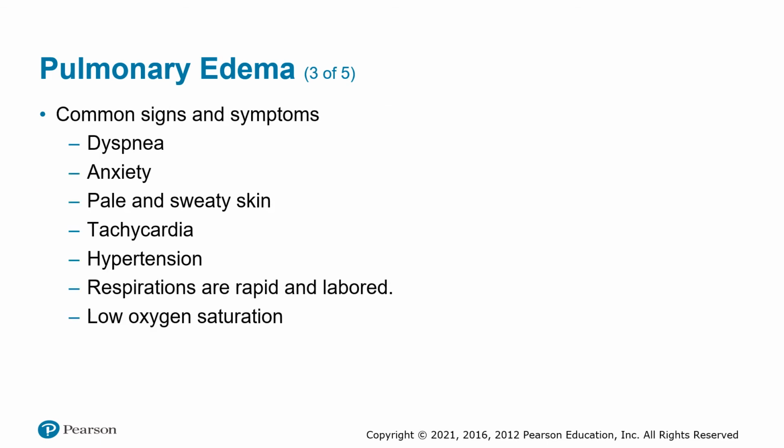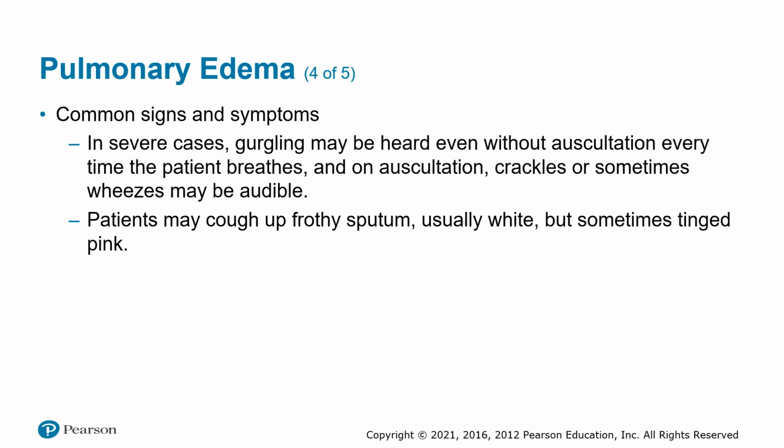Signs and symptoms include dyspnea, anxiety, pale and sweaty skin, tachycardia, hypertension, respirations that are rapid and labored, or a low O2 sat. In severe cases, you may hear some gurgling. Even without auscultation, you may hear that they are gurgling. It'll be like a deep kind of gurgling, rattling sound. It's not good. Okay. They may also cough up some type of frothy sputum. It's usually white. It can be tinged with pink.